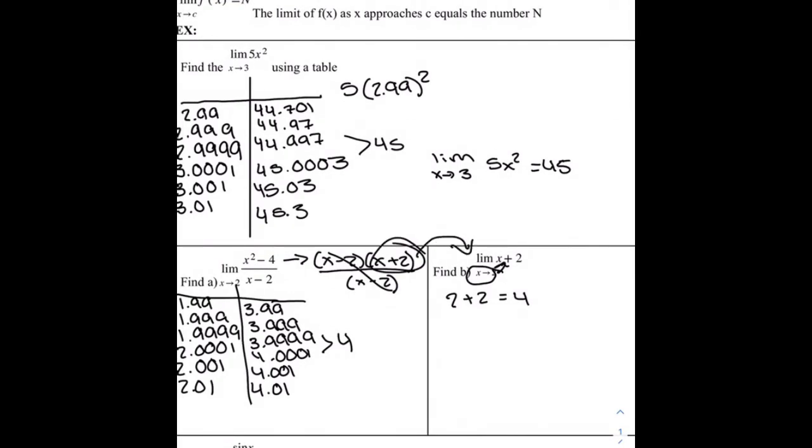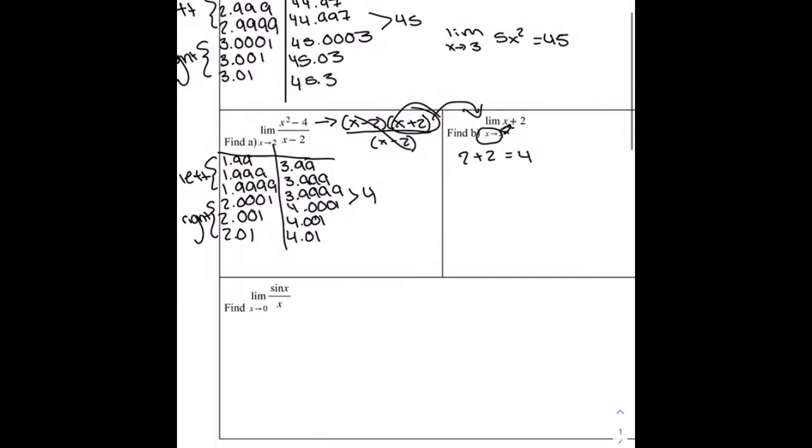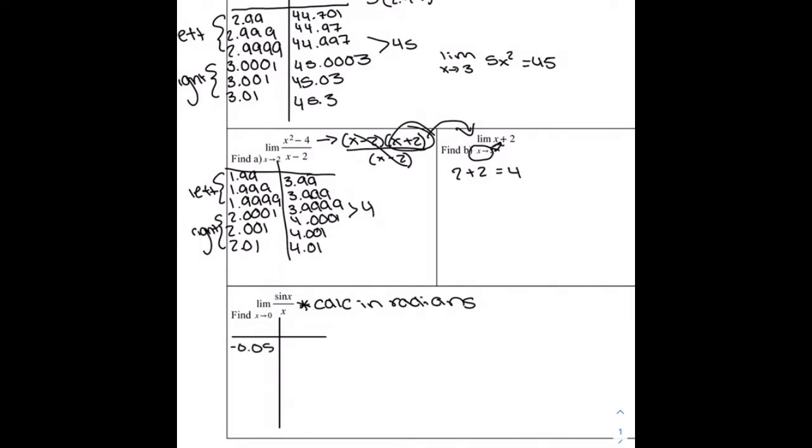Then moving on to one with the trig function. Whenever you have a trig function in the limit, you always want to make sure that your calculator is in radians. That's your first step. But now we're going to go back to the table method, because if I did plug in 0 here, I would have 0 in the denominator, and you can't have 0 in the denominator. So let's do our table from the left and the right. A number to the left of 0 is like, let's just do negative 0.05, negative 0.02, negative 0.01, and then the positives of those for the right.